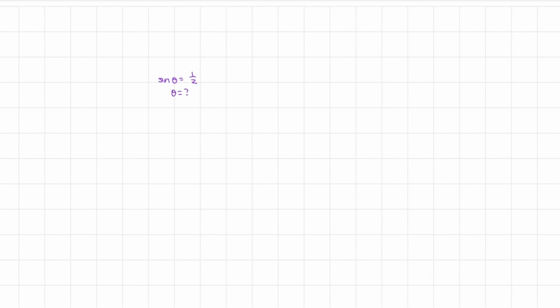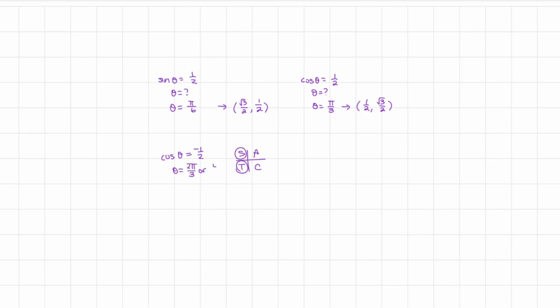If we had sine theta is equal to 1 over 2, what is theta? At pi over 6, the coordinate is radical 3 over 2, comma 1 over 2. What if cosine theta was equal to 1 over 2? What would theta be equal to? We know at pi over 3, the coordinate will be 1 over 2, comma radical 3 over 2. So these are some possible solutions. But what if cosine theta was equal to negative 1 over 2? Let's keep in mind all students take calculus. As we can see, in quadrants 2 and 3, cosine is negative. Theta can be 2 pi over 3 or 4 pi over 3.